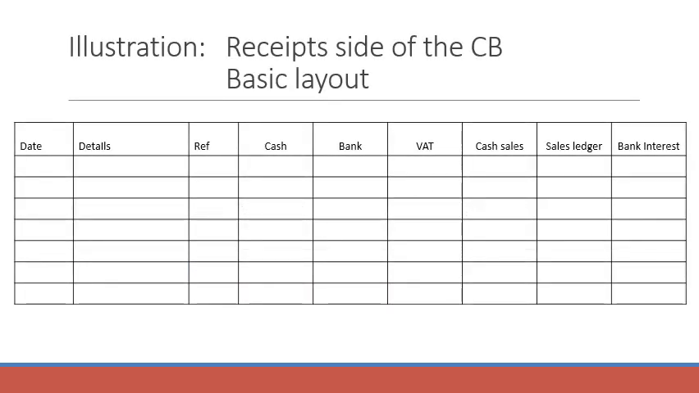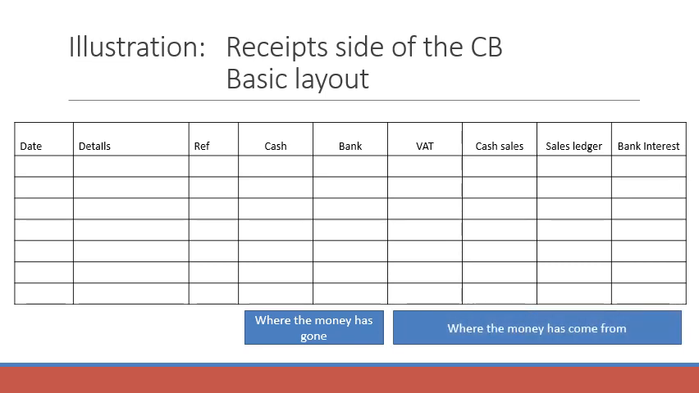So up on the screen, I've got a basic layout. We've got date, details, and a column for reference. Then the first two columns record where the money was paid into. So did it go into the tills or the safe, or was it paid into the bank? Then the remaining columns, VAT, cash sales, sales ledger, and bank interest, record the source of the funds that have been received. So our first two columns, cash and bank, will record where the money has gone, and the remaining columns where the money has come from.